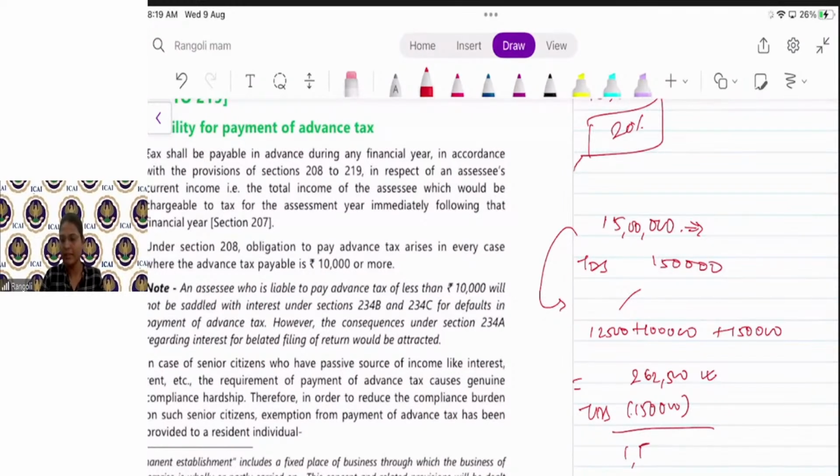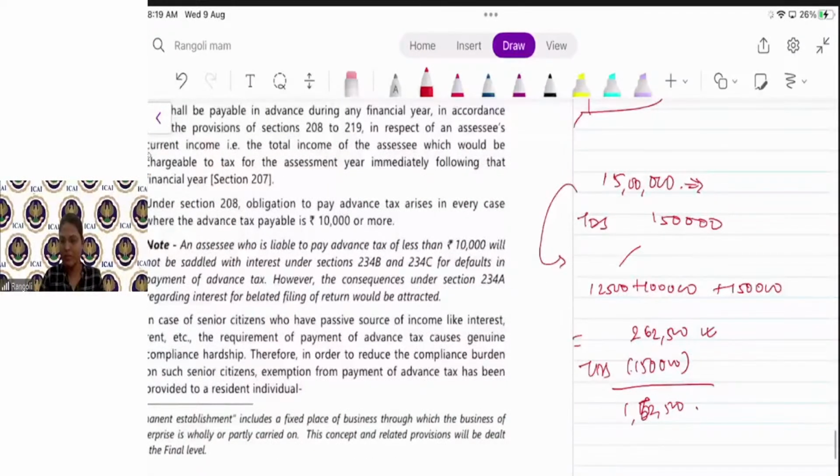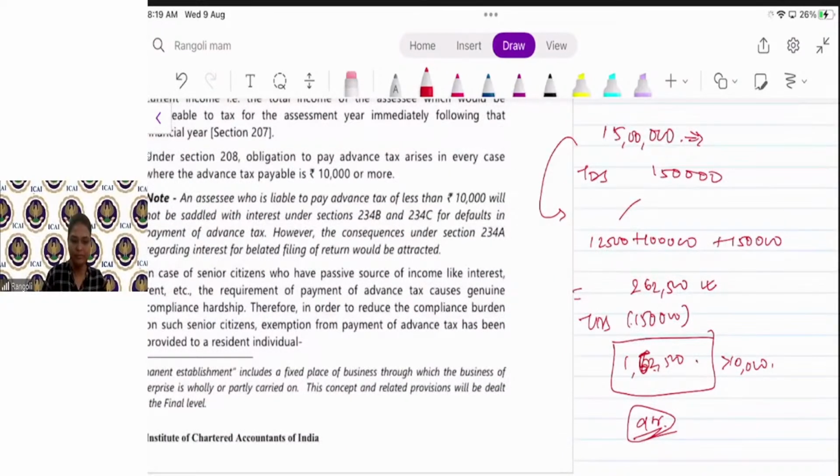Now this is greater than 10,000. So I need to pay this amount quarterly to the government in the previous year itself. So if your tax liability after providing credit of TDS, TCS is more than 10,000, then you need to pay advance tax. Advance tax is required to be paid quarterly.